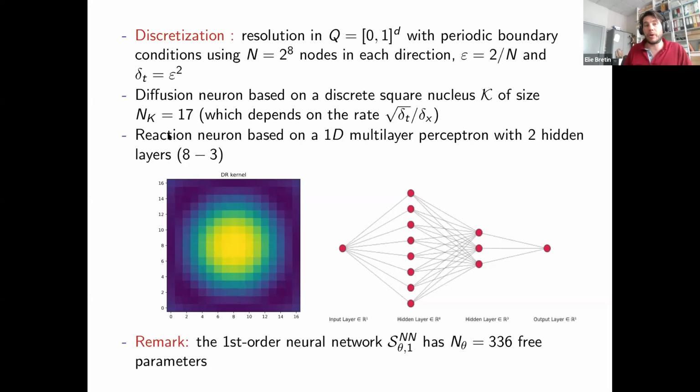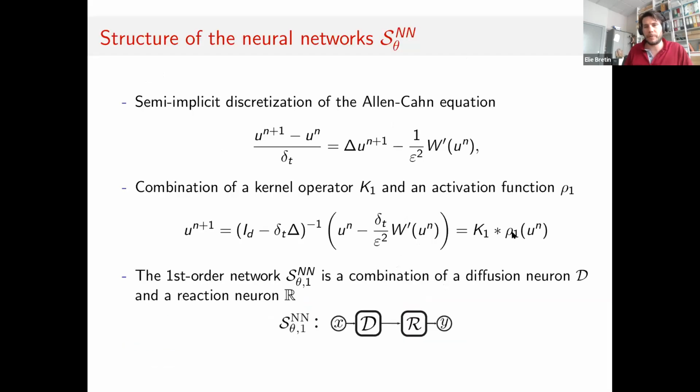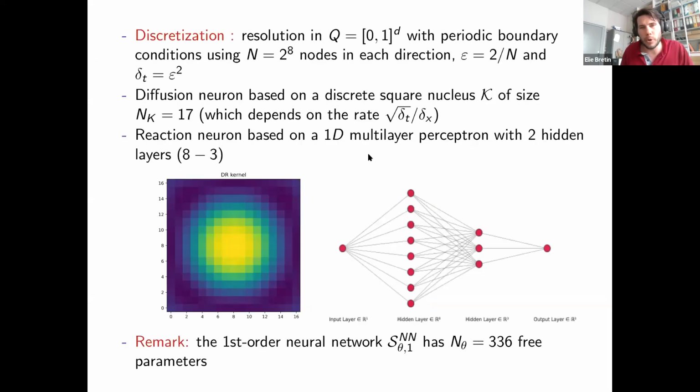The second point is about the reaction neuron, which is a 1D functional. And to approximate and to find a definition of Rho1, we propose to use a 1D multi-layer perceptron with 2 hidden layers, with respectively 8 neurons in the first layer and 3 neurons in the second one. For the perceptron, we also use a Gaussian function as the activation function to be sure that the function is sufficiently smooth, which is not, for instance, the case if we use a ReLU activation function.